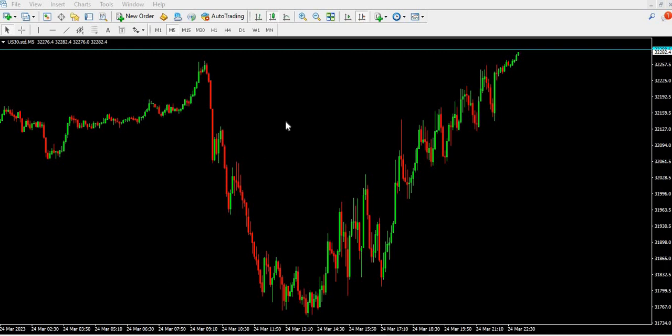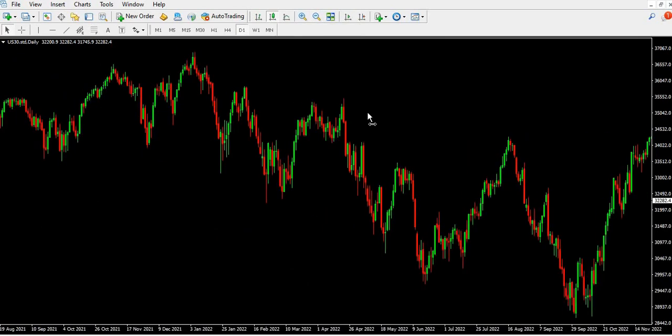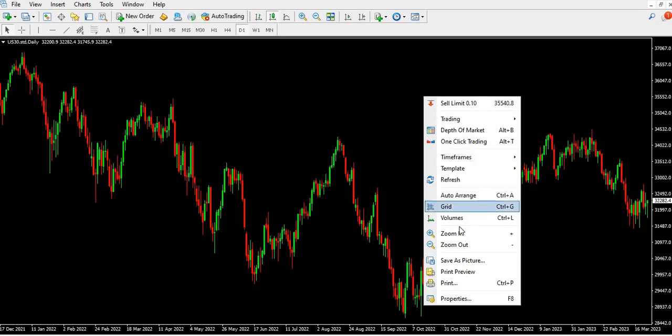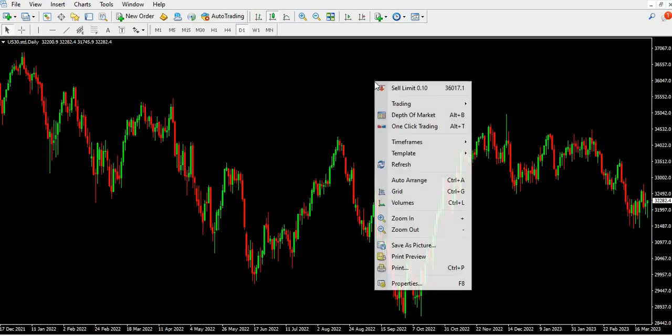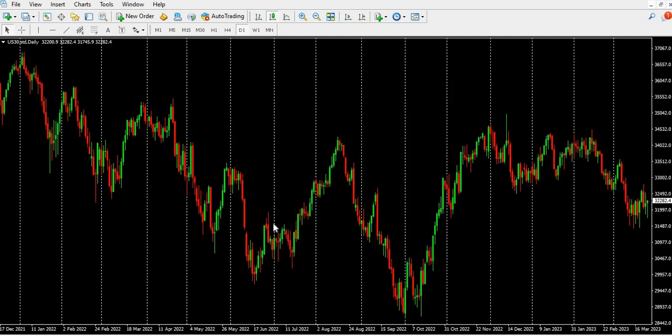The first thing that you'll be needing is period separators. This is how you are going to put period separators on your chart. You're going to right click, go to properties, come to common, and on the third option you have period separators. Show period separators, you click OK. Now you have period separators.